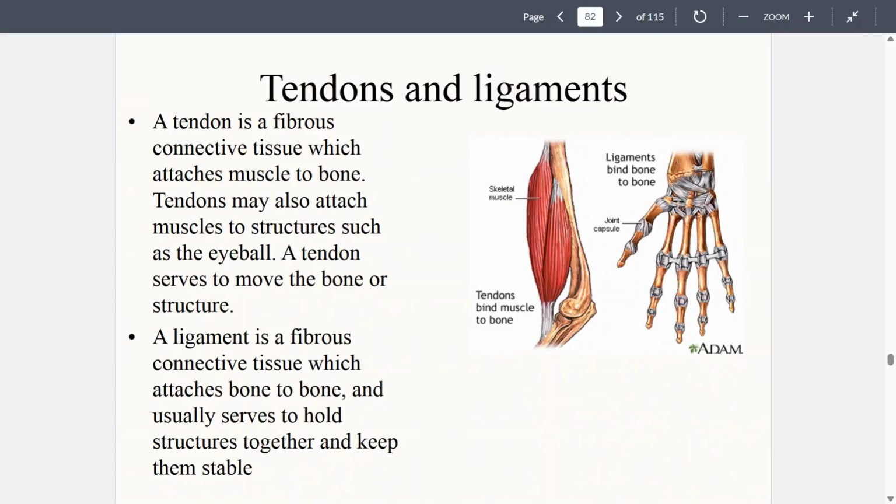Ligaments, on the other hand, are still fibrous connective tissues. They're going to connect bone to bone and usually serve to hold them together and keep them stable, as we mentioned in the different types of joints. So here we have a biceps tendon. It attaches up here to the humerus and then down here to the radius.